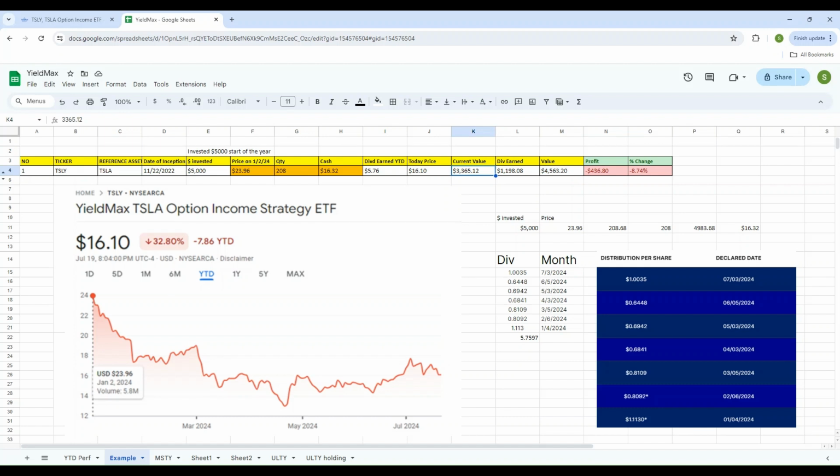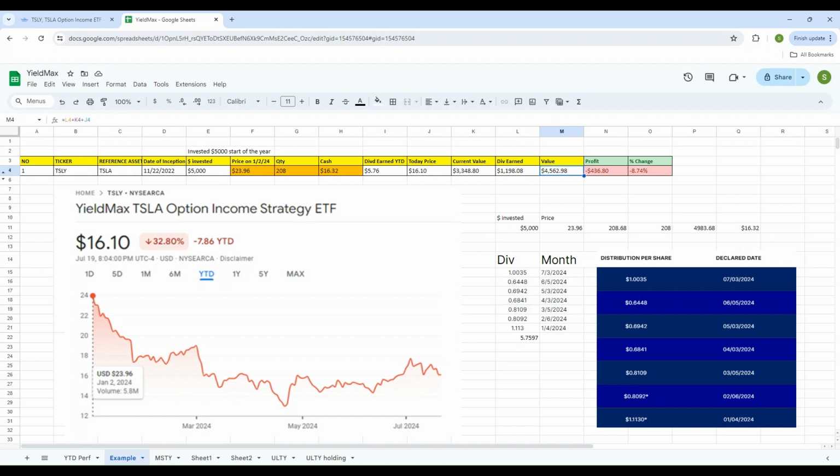Now, what is the current value of this stock? Currently, look at this one. I have 208 shares, and the current value of TSLY is 16.10, so the current value is 3,348. Now, how much dividend did I earn? Each share earned a dividend of $5.76 year to date, and I have 208 shares, so 1,198.08. This is the dividend I earned year to date, this is the current value of the stock I have, and this is the cash I have.